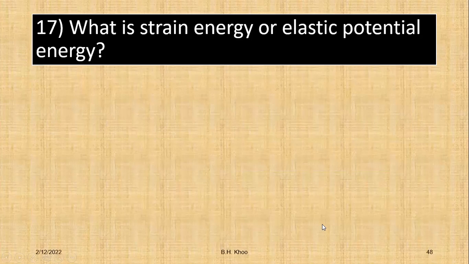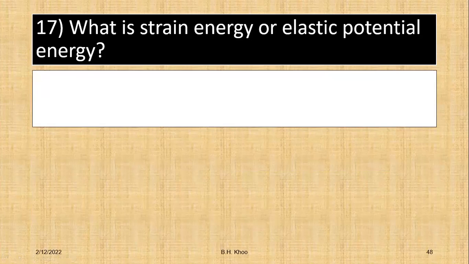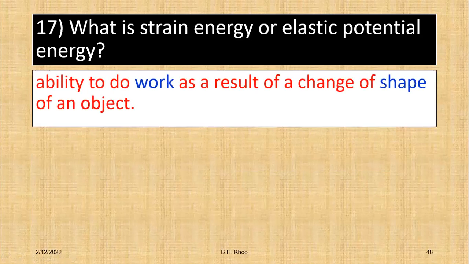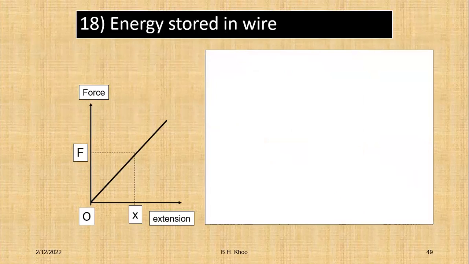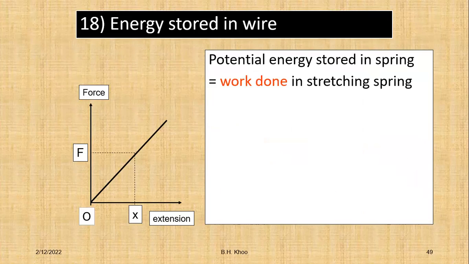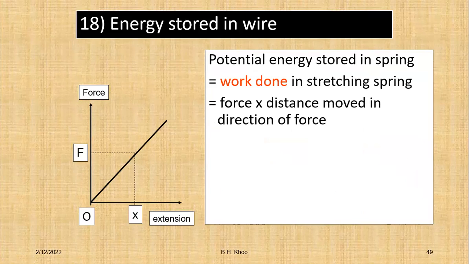Okay, strain energy. What is strain energy or elastic potential energy? It is the ability to do work as a result of a change of shape of an object. Right? Same force-extension graph, the energy stored in the wire is called the potential energy stored in the spring or wire. It is the work done in stretching the spring, force and distance moved in the direction of the force, as our definition.